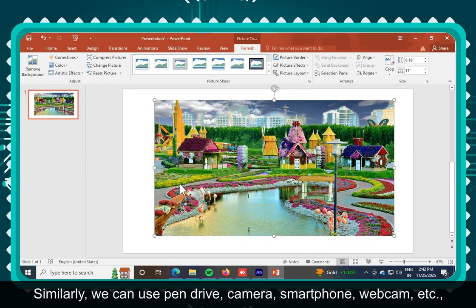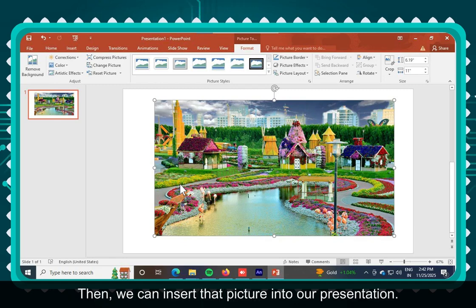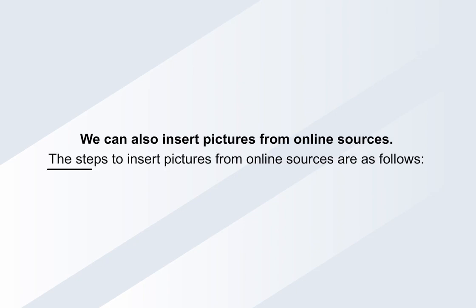Similarly, we can use pen drive, camera, smartphone, webcam, etc. to save a picture on the computer. Then we can insert that picture into our presentation. We can also insert pictures from online sources. The steps to insert pictures from online sources are as follows.